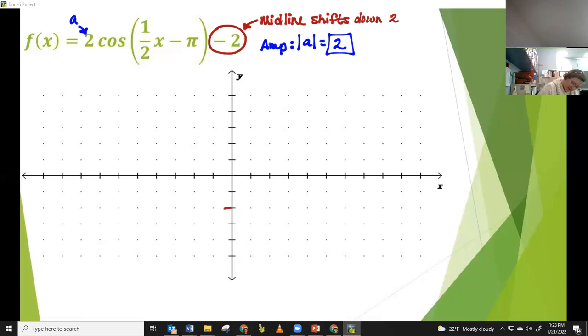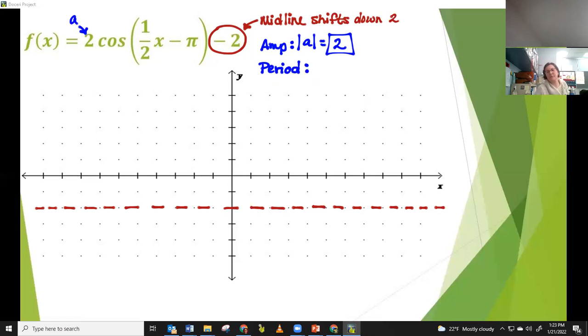Okay, so I'm going to do that. I'm going to shift that midline down, and then everything else I do is going to be in relationship to that midline. So we've got our amplitude, we've got our midline shift. What is my period?